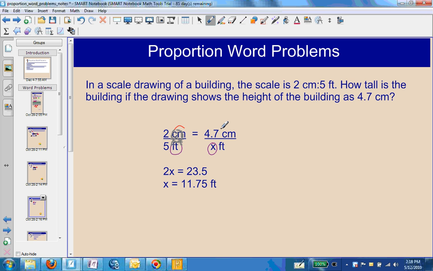If the drawing shows the height of the building as 4.7 centimeters, so they give us the centimeters. Centimeters across from centimeters, feet across from feet. And we are looking for the height of the building, so the real height, the actual feet. We're going to multiply 2 times X, which gives us 2x, and 5 times 4.7, which gives us 23.5. Then we're going to divide both sides by 2, and that gives us 11.75, and you can look up at what you're solving for to see that feet is the units that we need to have beside our answer.